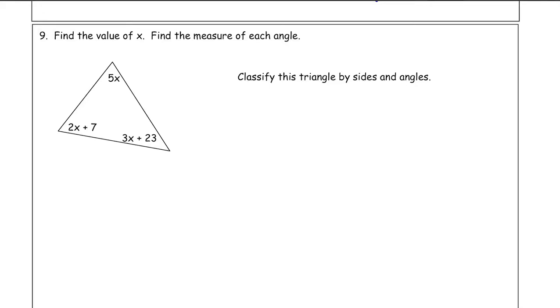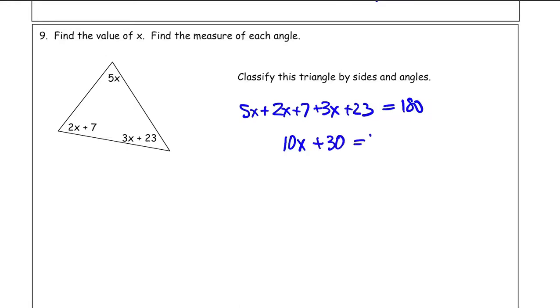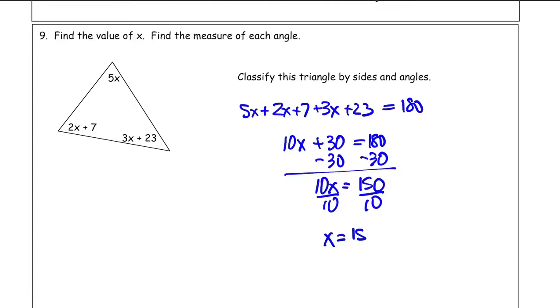Let's see, I'll do it right here. 5x plus 2x plus 7 plus 3x plus 23 equals 180. 5x and 2x and 3x. Put them all together, it gives you 10x. I've got a 7 and a 23, that's 30. So 10x plus 30 equals 180. Subtract 30 from both sides. 10x equals 150. Divide by 10. And x equals 15. So it does say find the value of x. All right, so that's part of my answer. Done.